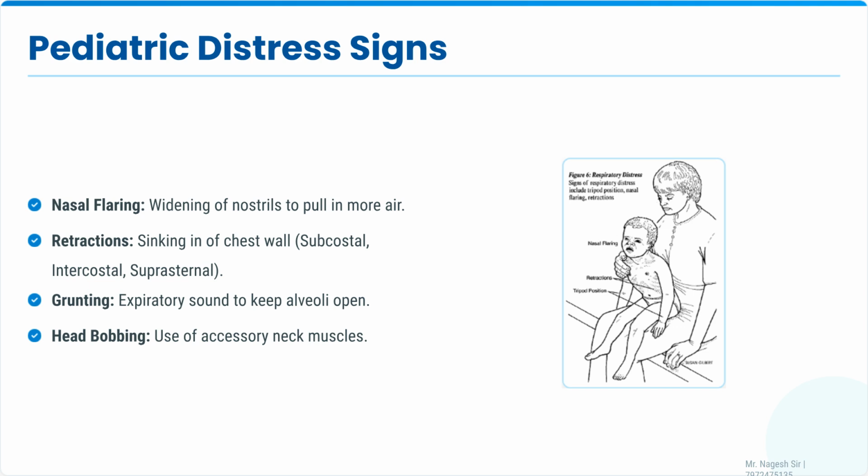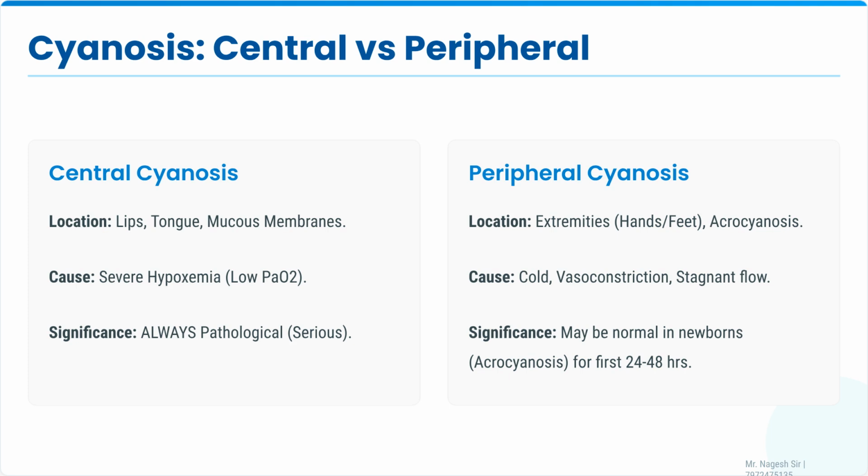Pediatric distress signs include nasal flaring, retractions where the chest wall sinks in, grunting to keep alveoli open, and head bobbing. Central cyanosis affects the lips and mucous membranes and is always pathological, indicating severe hypoxemia. Peripheral cyanosis affects the extremities and may be normal in newborns for the first 24 to 48 hours.